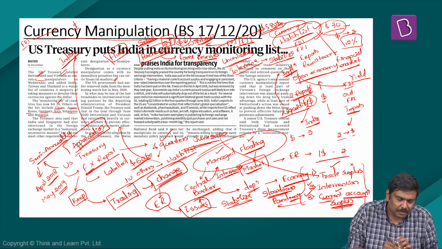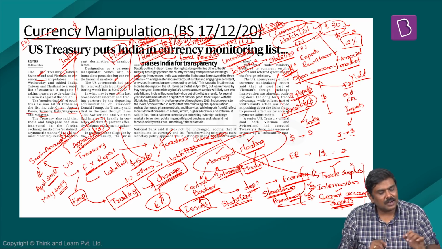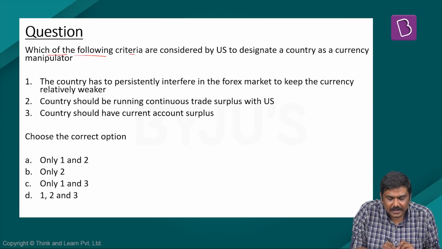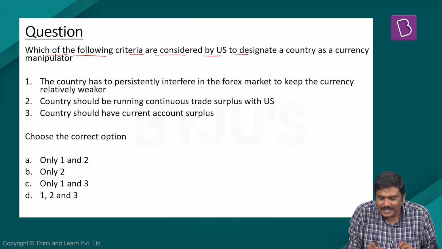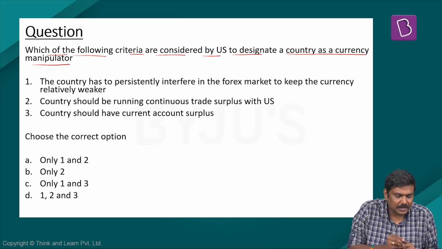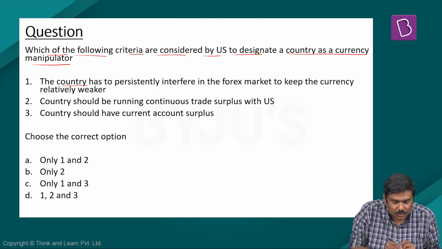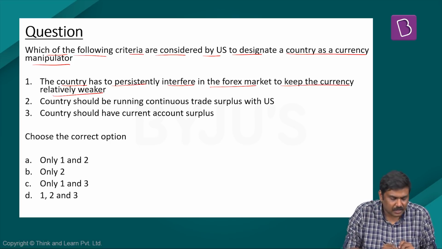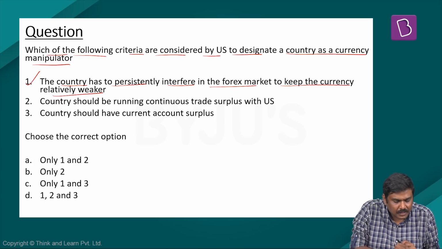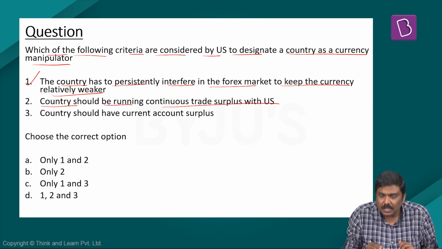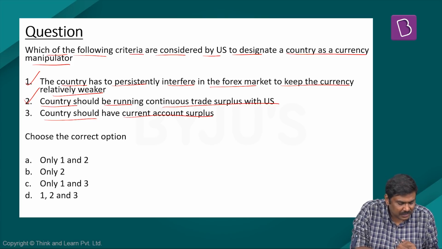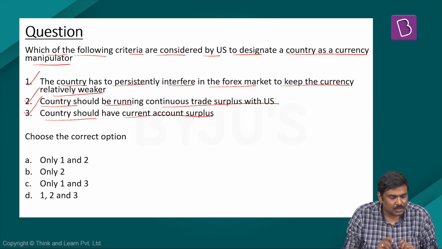So these are certain very important points with relation to this particular article. Based on this, I have given a question here. Which of the following criteria are considered by the US to designate a country as a currency manipulator? The country has to persistently interfere in the forex market to keep the currency relatively weaker? Yes. The country should be running continuous trade surplus with the US? Yes. Country should have current account surplus? Yes. All the three parameters are considered to designate a country as a currency manipulator.